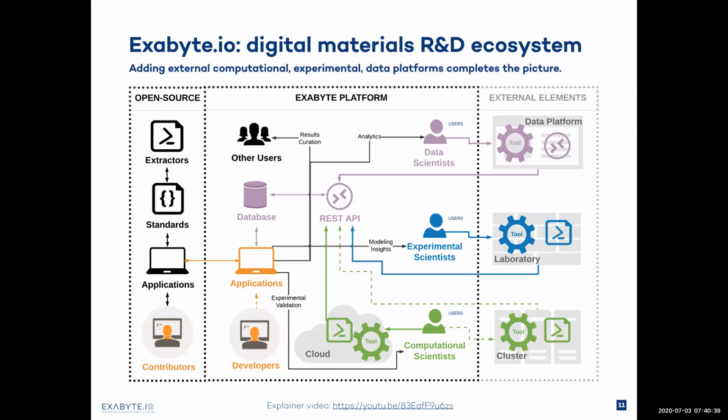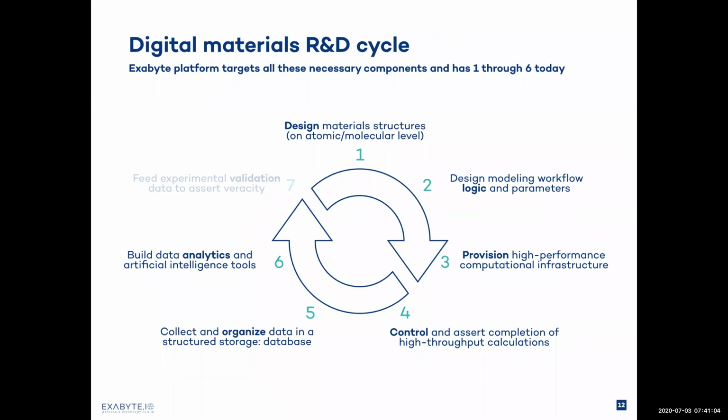And the final external components list that completes the picture of the Exabyte platform includes things like in-house computational hardware, in-house laboratory equipment, and data platform. So altogether, this is how the exabyte.io digital materials R&D ecosystem looks like. Now, there are multiple steps involved in the digital materials R&D, and among those we can list 7, starting from designing material structures, designing the modeling workflows and logic included inside, provisioning the high-performance computing infrastructure, controlling and asserting the completion of these calculations, collecting the data, building data analytics, and feeding experimental validation.